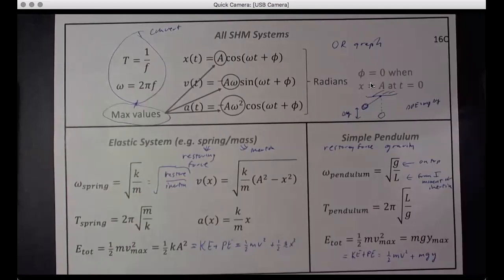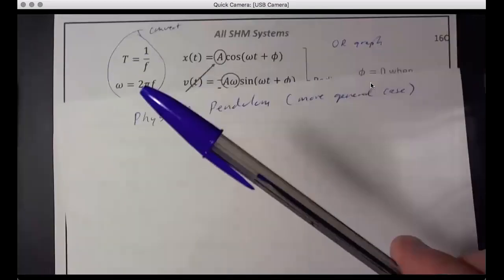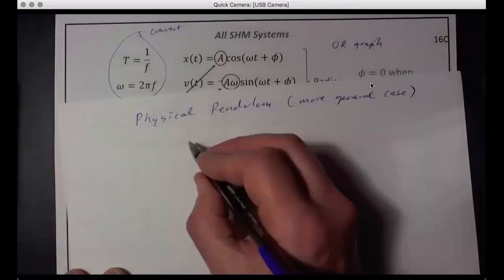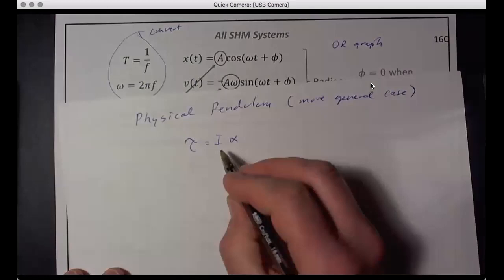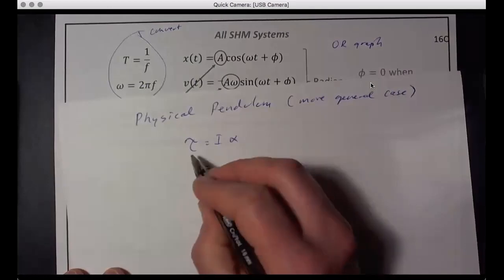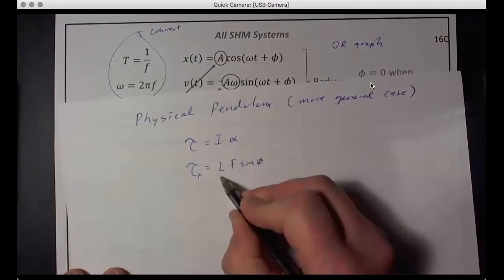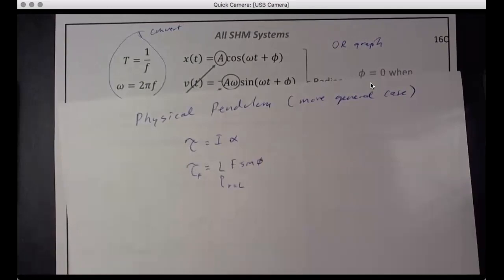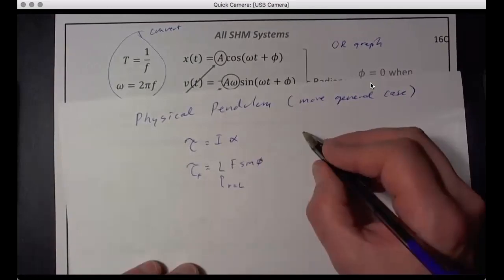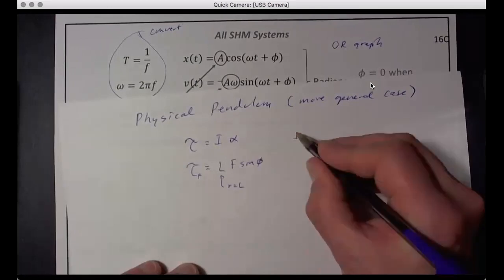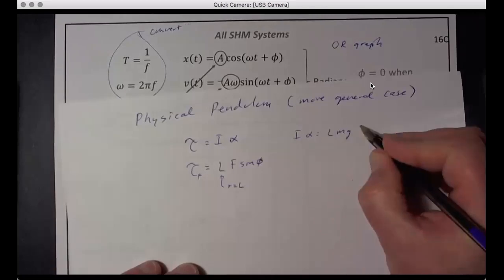Now, this, of course, is part of a more general case, which you've seen before. Oh, come on, thing. I have to constantly do this. You have to kind of feed it downwards here. Okay, so our physical pendulum is the more general case. We have tau is equal to I alpha. And so we can write the torque for a particular force as L F sine phi, where R is equal to L, the length of our pendulum, as it were. And so if we now write this out, I alpha on one side is equal to L mg sine phi.